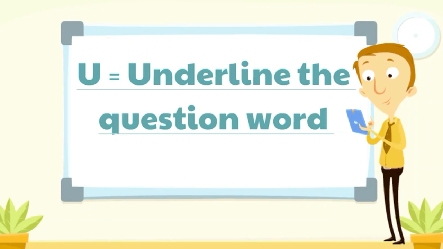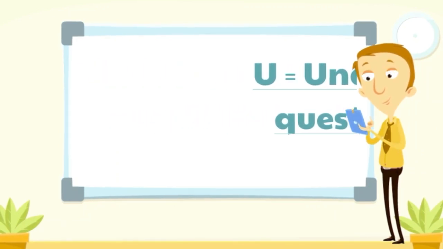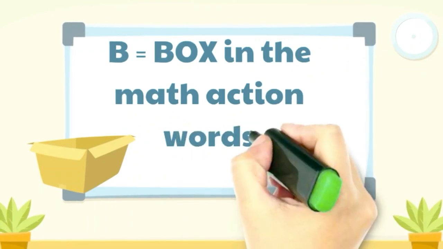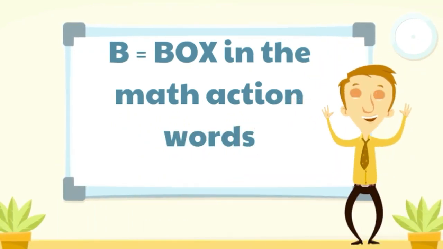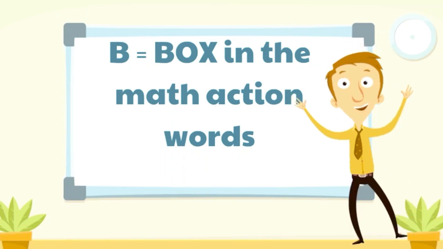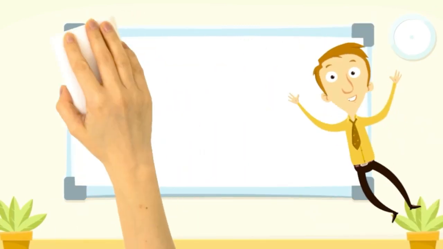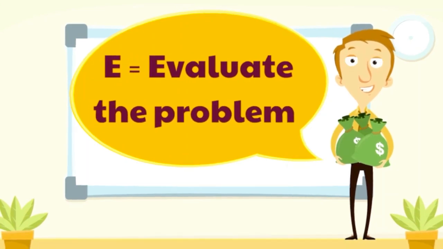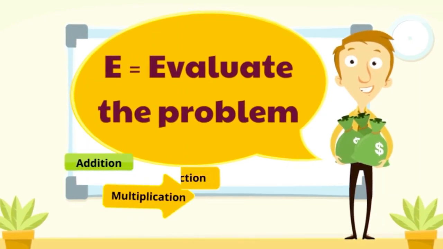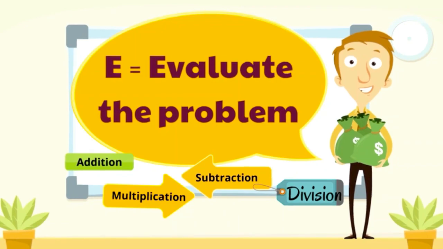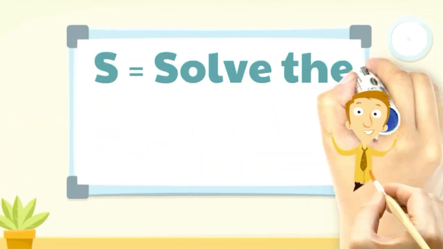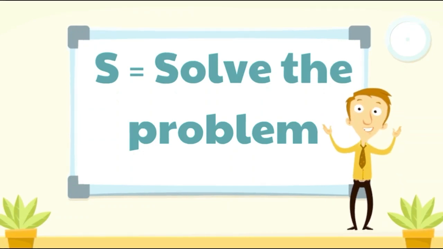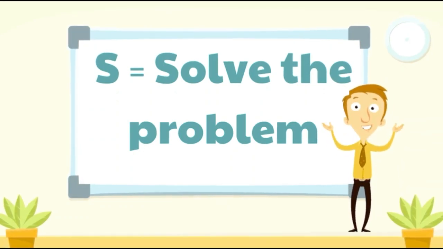Next, we have the letter B. B stands for box. We need to draw a box around the math action words in our problem. Now, we have the letter E. E stands for evaluate. This means we need to figure out what the problem is asking us to do in order to answer the question. Lastly, we have the letter S. S stands for solve the problem. In this step, we finally get to answer the question.